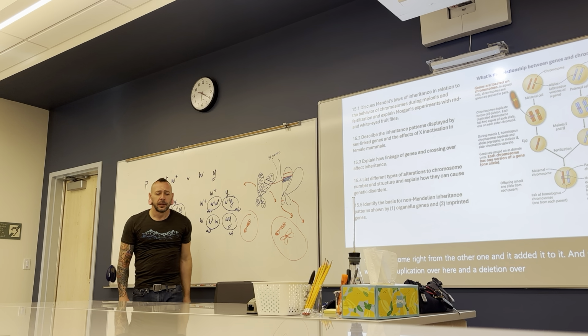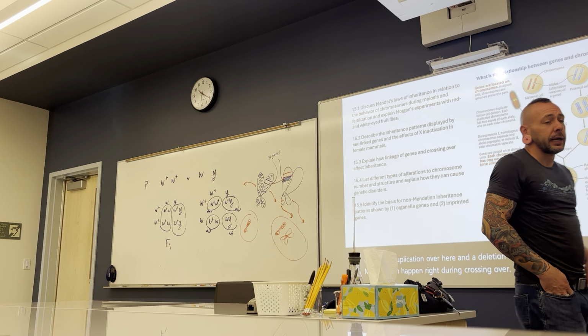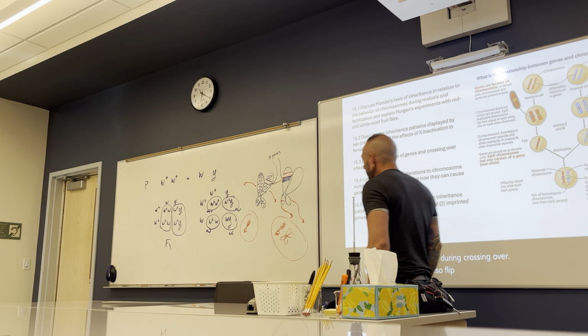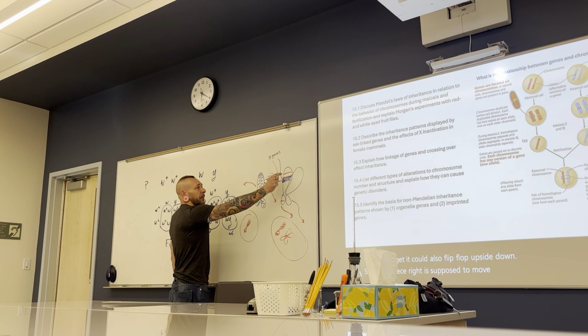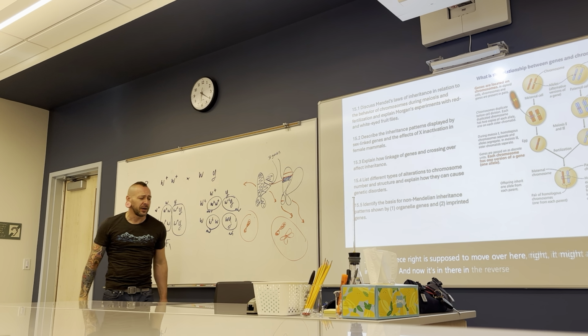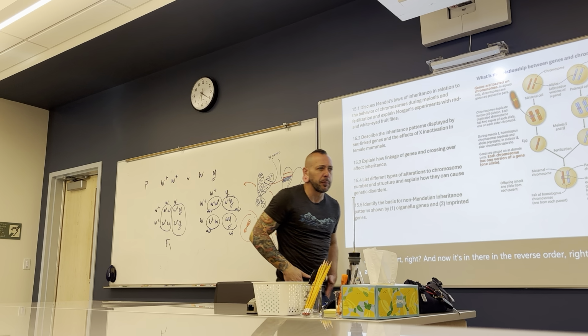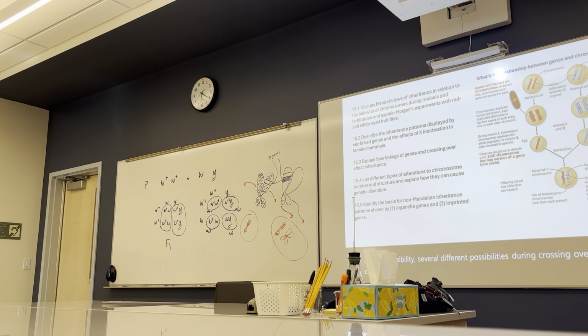So mistakes can happen during crossing over. It could also flip-flop upside down. As this piece is supposed to move over here, it might actually invert, and now it's in there in the reverse order. I think that's another possibility. So there are several different possibilities during crossing over that could lead to something being wrong.